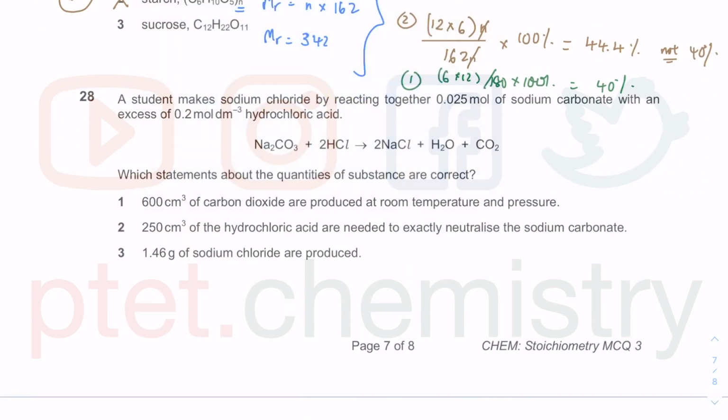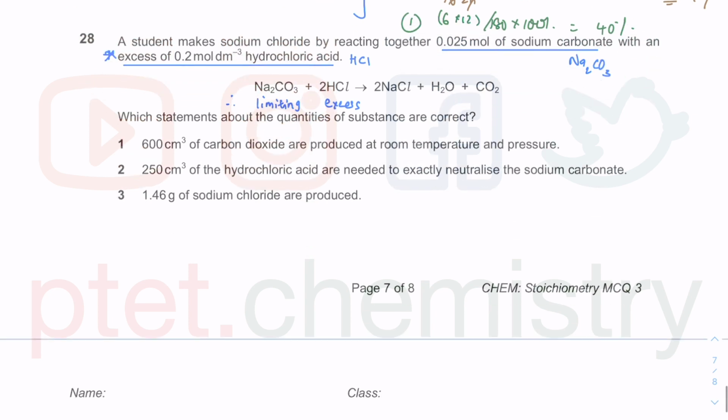Question 28. So we have 0.025 mole of sodium carbonate, Na2CO3, reacting with HCl, and this is the balanced chemical equation as shown here. This is saying the HCl is in excess, and if HCl is in excess, therefore the carbonate must be limiting. It is completely used up. So whatever calculation we do must be based on the limiting reactant, which is 0.025 mole.